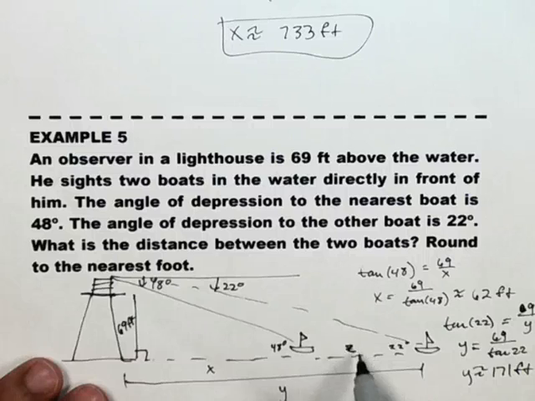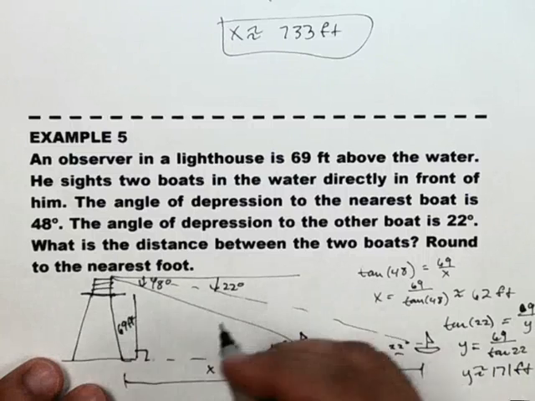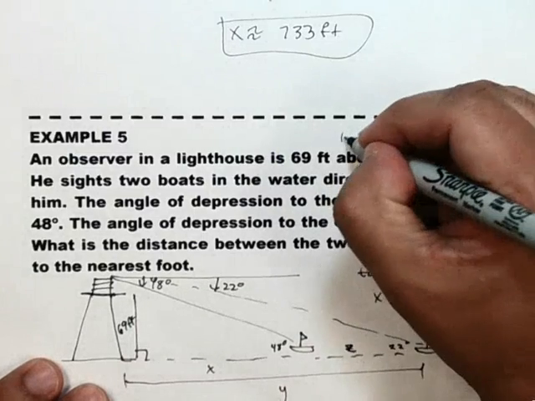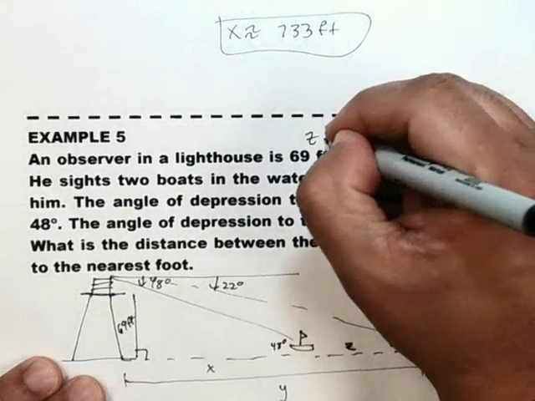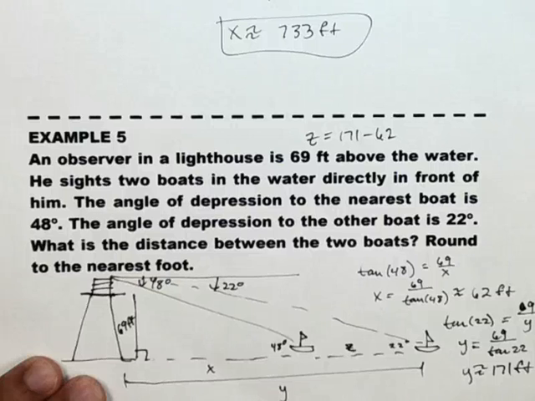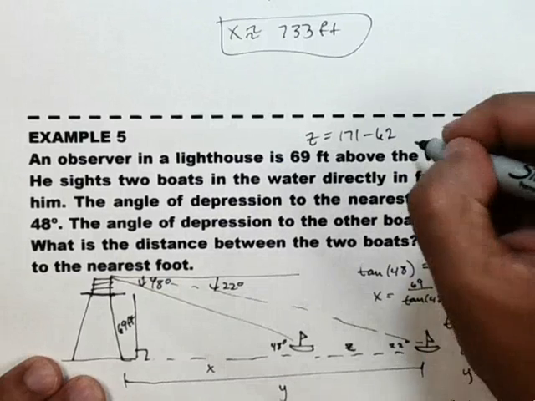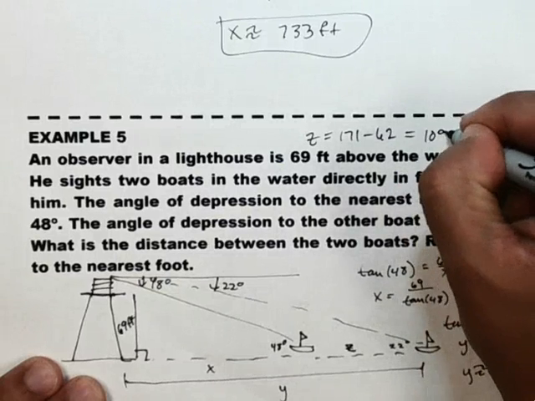Right, and then to find this distance z, I'm going to need to take 171 minus 62. And I get that this is 109 feet.